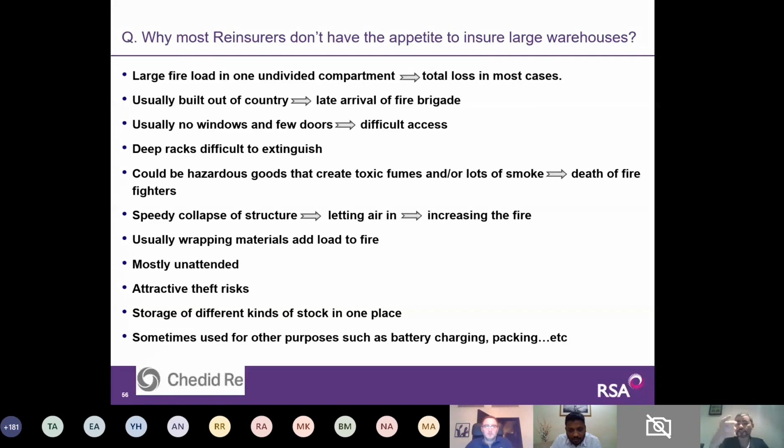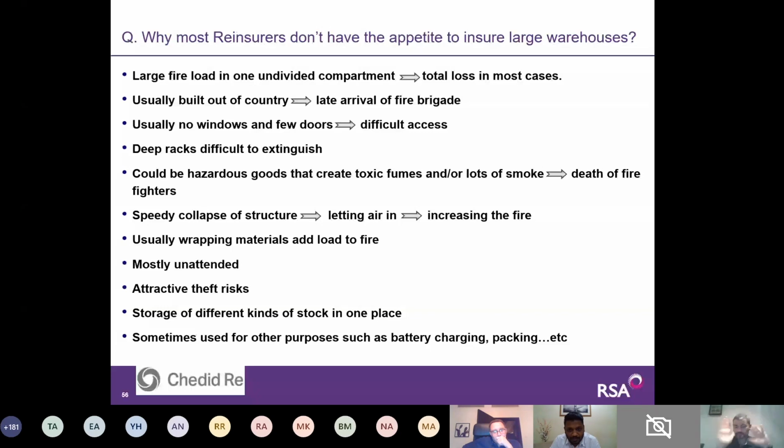So why most reinsurers don't have the appetite to insure large warehouses? Large fire load in one undivided compartment, known. Outside the country, late arrival of fire brigade, known. Usually it's bulk, it's bunker. We don't have windows, we don't care about aeration. Deep rack, difficult to reach. As I told you, it was reported that it's used to store toys, and when the fire happened, they discovered they were storing airbags.